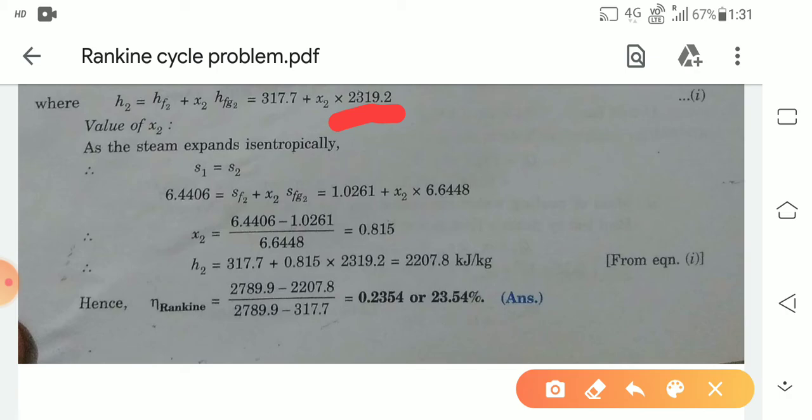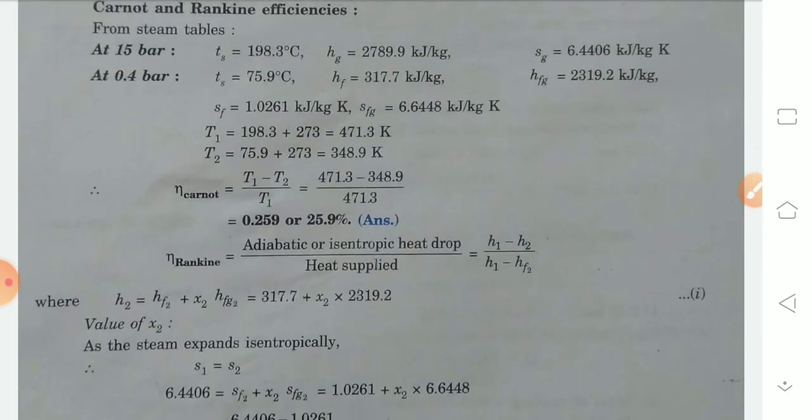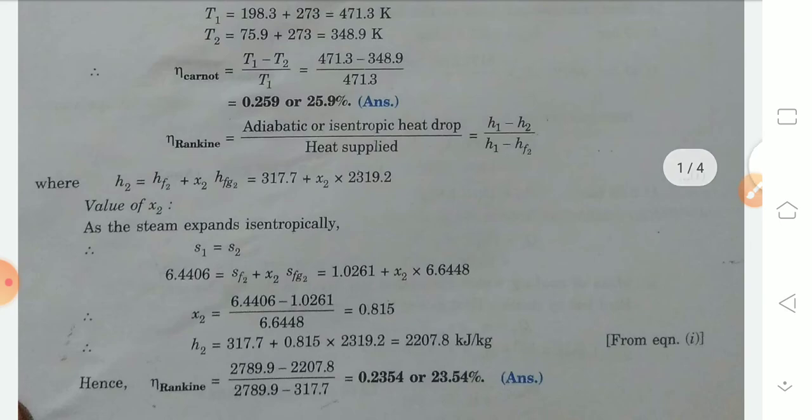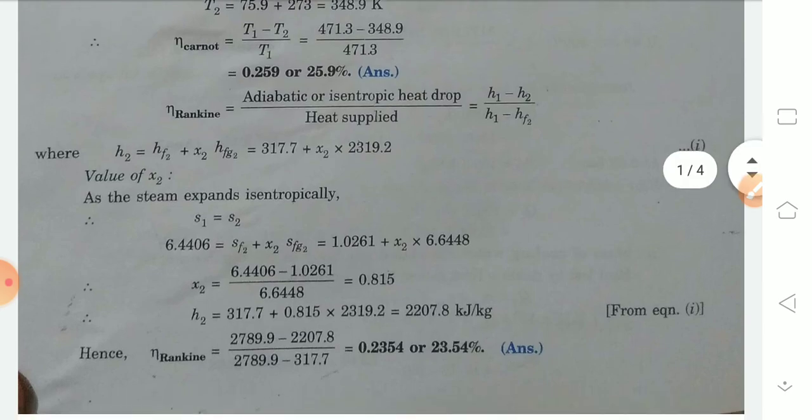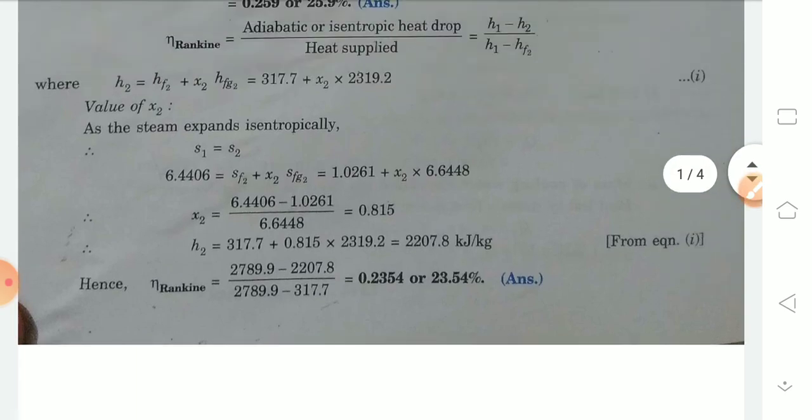So substitute all these values in the Rankine cycle efficiency. So you can find (h1 minus h2) divided by (h1 minus hf2). So h1, using the steam table, is 2789.9 minus 2207.8 kilojoule per kg. h1 you can also find, and put this value for hf2. So you can find 23.5% Rankine cycle efficiency. Okay, thank you.